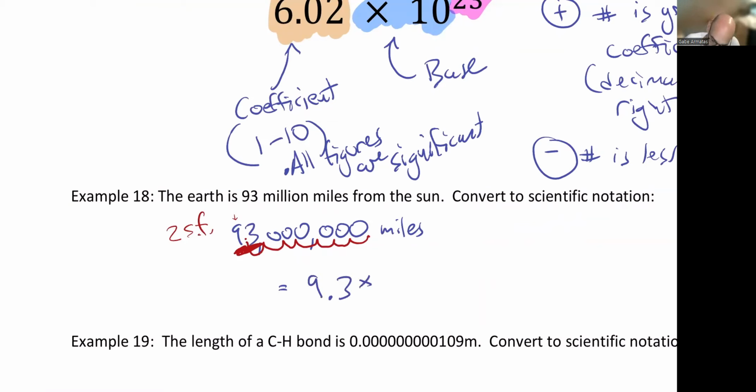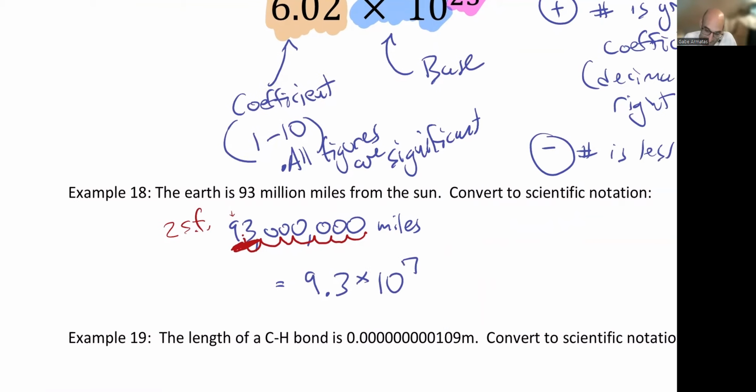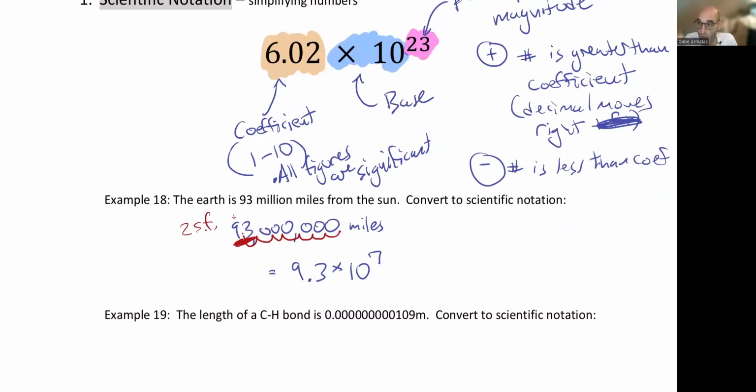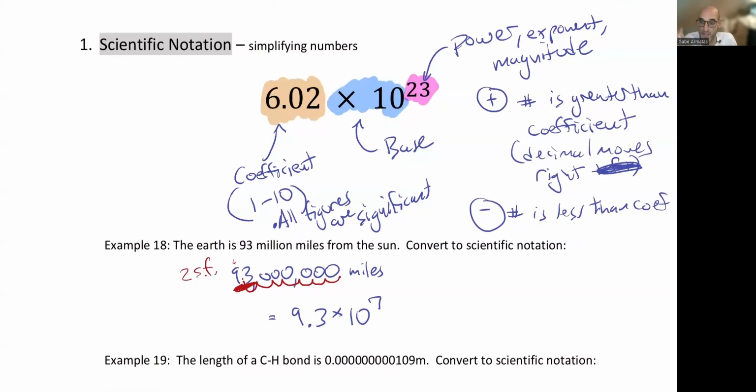There we go, times 10. And do you remember how many times I moved it? I moved it 7 times. It is a positive power of magnitude, because 93 million is a bigger number than the coefficient 9.3, so that's a positive value. So we're shrinking the number, but we're growing it because we have that power.